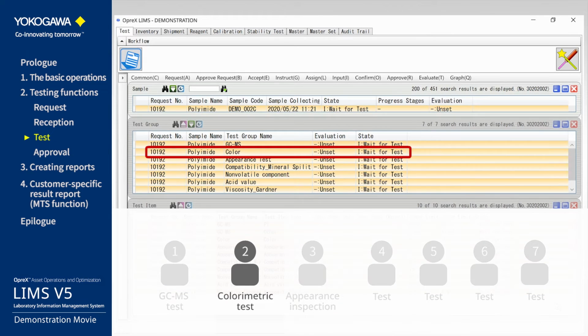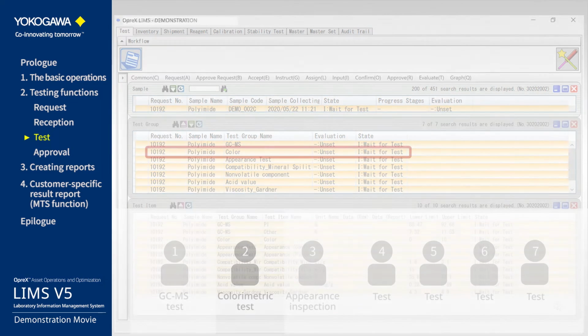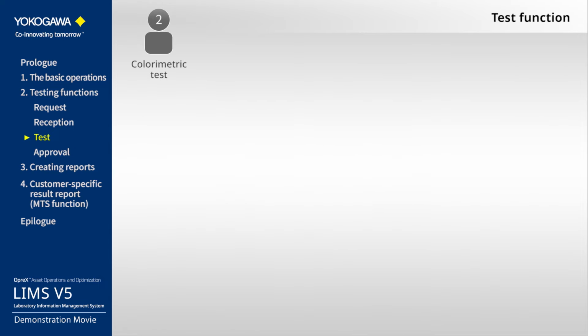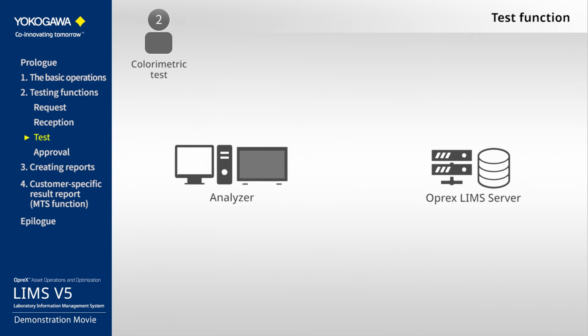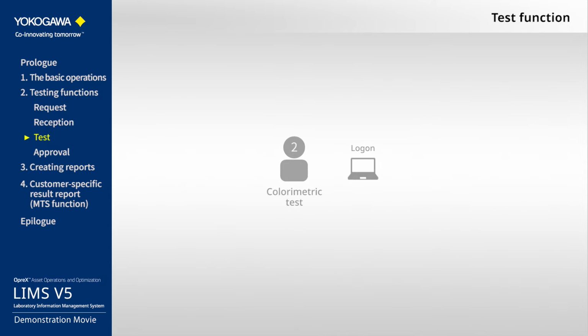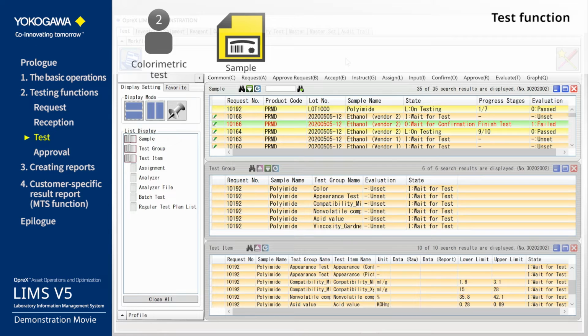Next, let's have a look at a colorimetric test. In the previous test, we looked at the test in which the analyzer was connected. If no analyzer is connected, test data can be entered manually. As with the first test, the tester logs on and scans the sample's barcode label.